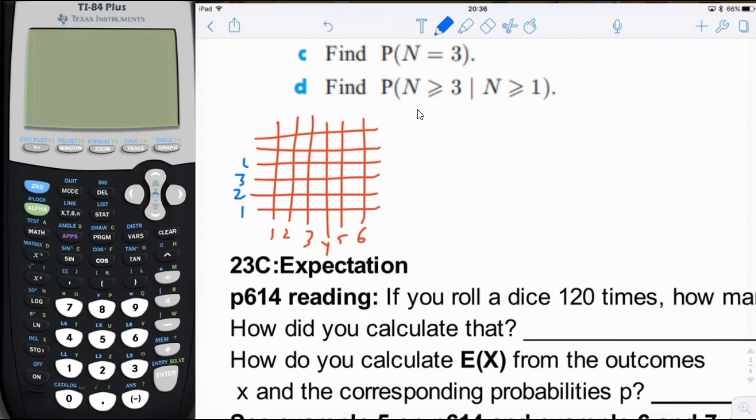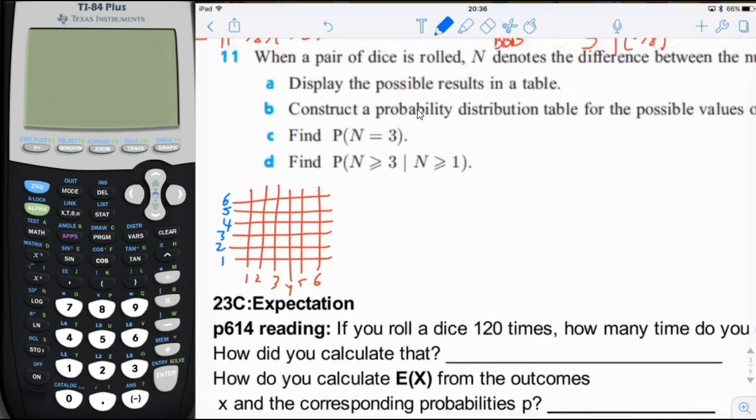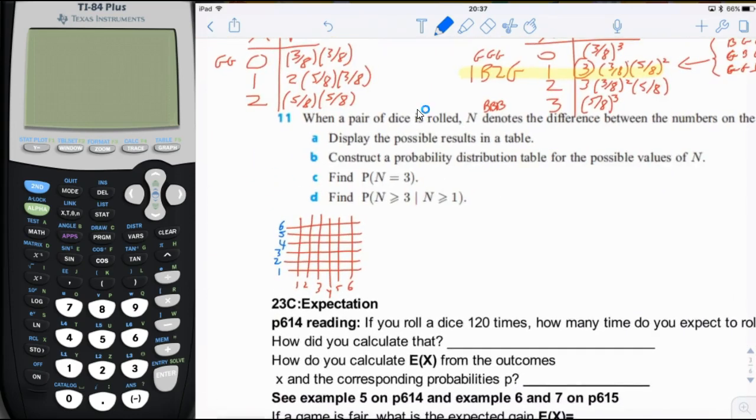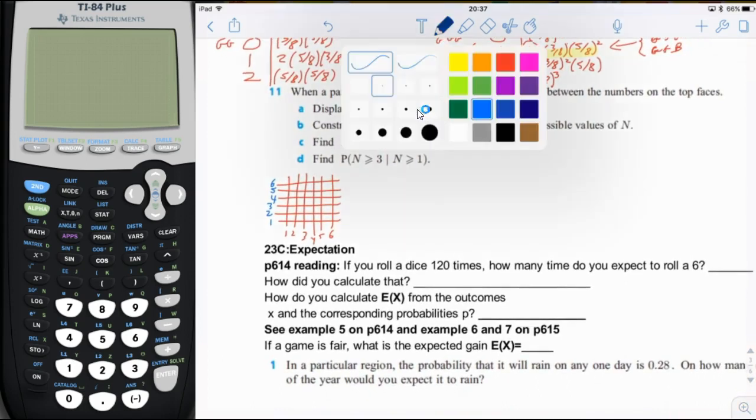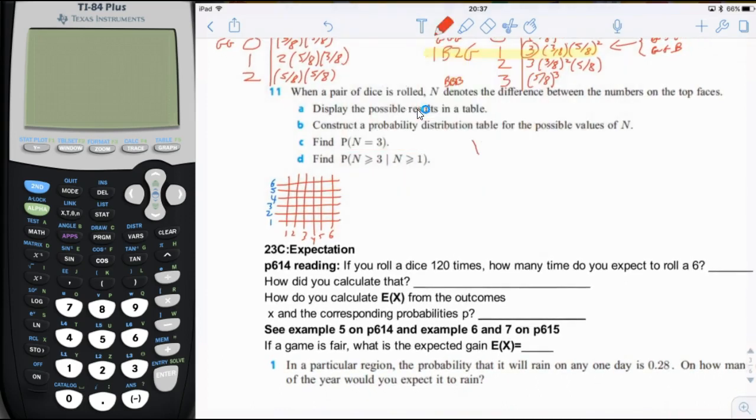Okay, and let's see. We're going to make a table which shows the difference between the faces shown. So the difference could be 0, 1, 2, 3, 4, 5. Can the difference be 6? No, because even if you have a 6 showing on one dice, the smallest number you could show on the other dice is 1. So the biggest difference you can show is 5, right?